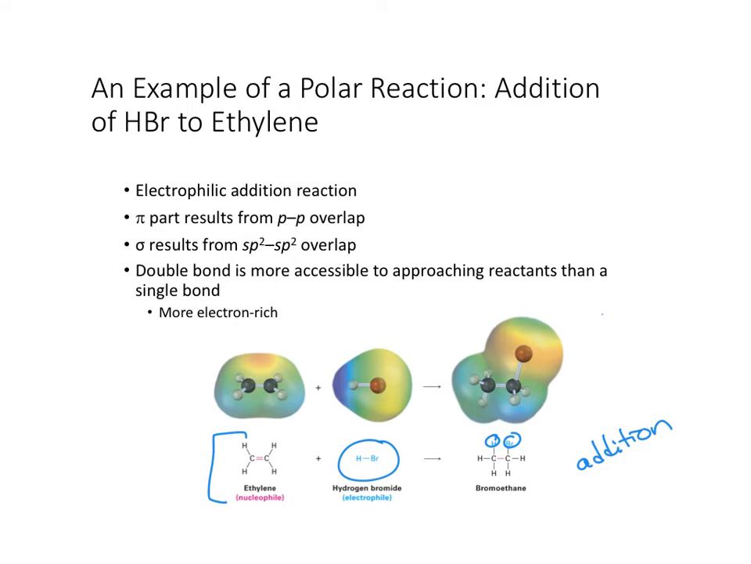So this is an addition type of reaction. Now here the nucleophile is the double bond and the HBr is the electrophile. Pi bonds, the bonds that result from p-p orbital overlap, actually are good nucleophiles. So here in this electrostatic potential map you can see some red coloring. That's due to the pi bond. And so that will react with an electrophile such as HBr to form the final product.